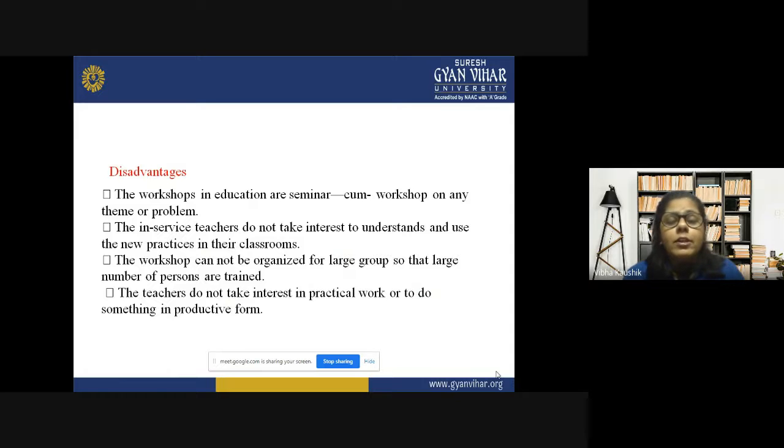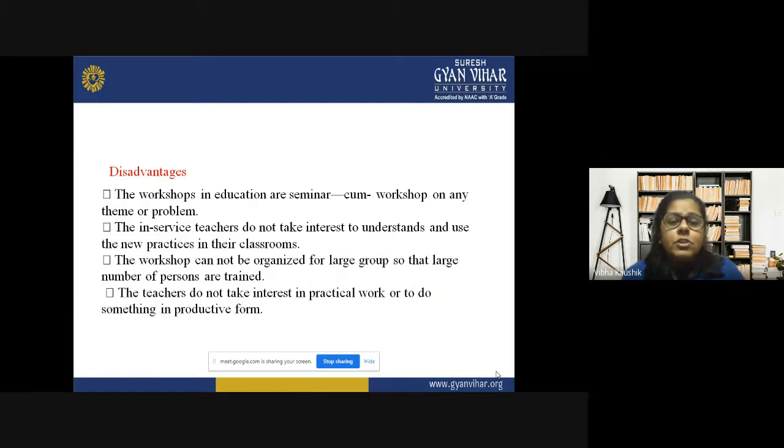What are the disadvantages of conducting or organizing a workshop? The first one is the workshop in education, or seminar cum workshop on any theme or topic. Means we are saying that we are going to organize a workshop, but in education, seminar cum workshops are organized on any theme or a problem.